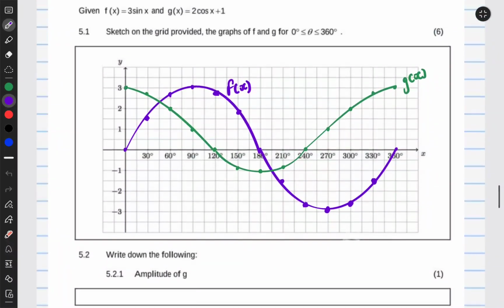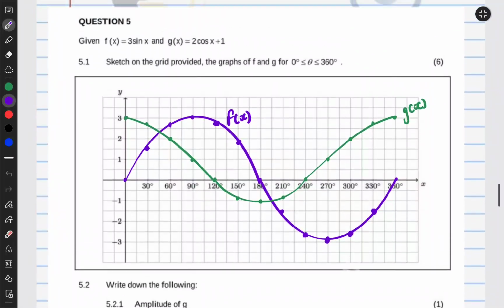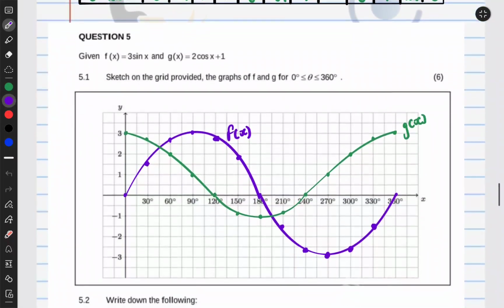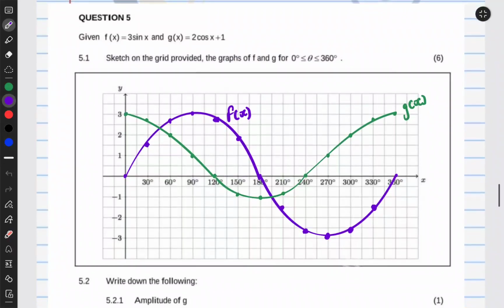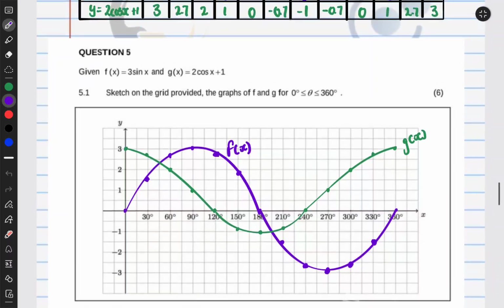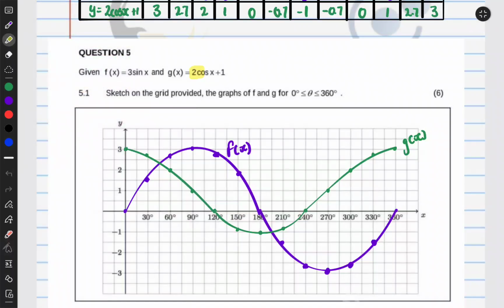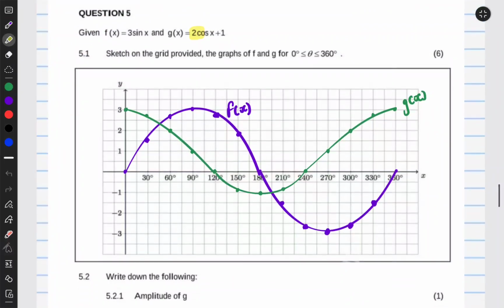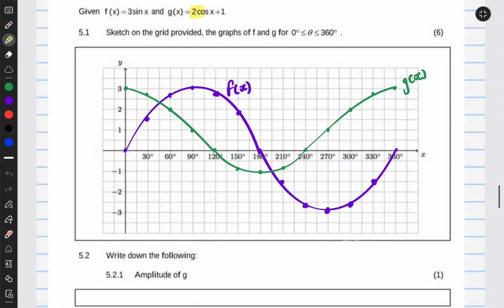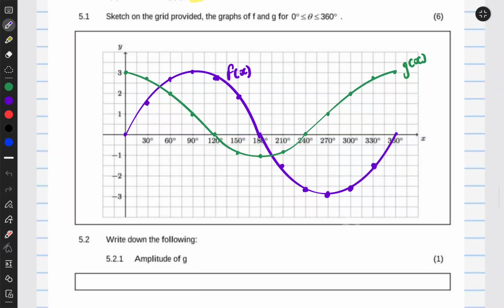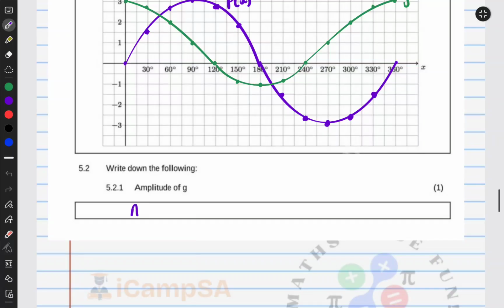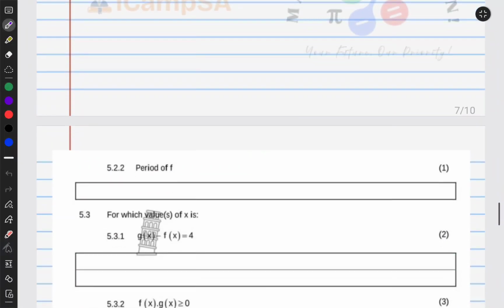Next, we are asked to write the amplitude of g. So the amplitude of g, what is the baseline of g? g ranges between -1 and 3. But we can actually read the amplitude of g from here. The coefficient of cos x, which is 2, gives us our amplitude. And the amplitude is positive. Even if that was -2 cos x, the amplitude was still going to be 2. So for the amplitude, I'm just going to write it here. Amplitude is equal to 2. Okay, that's one mark.